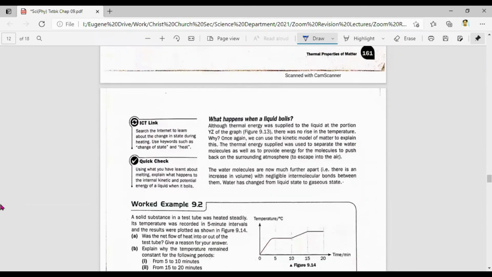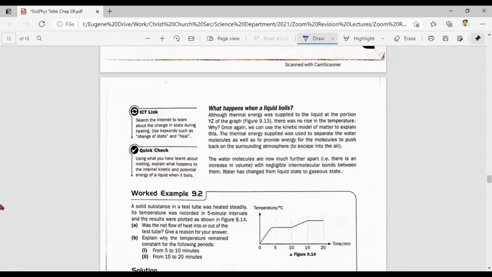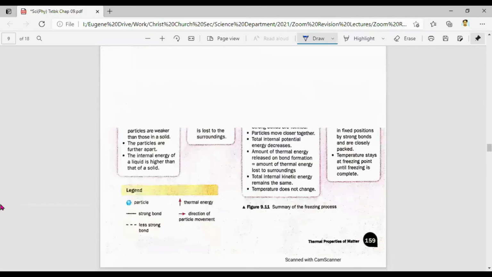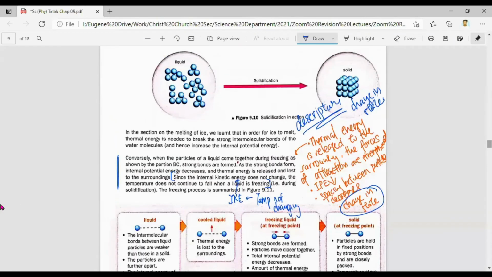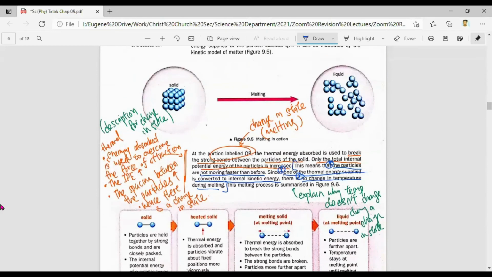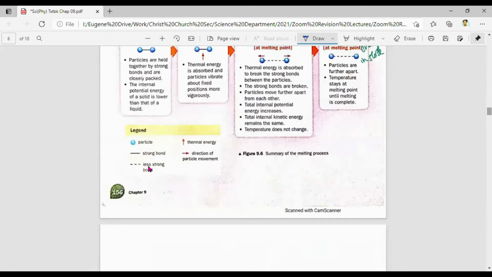Now, there's one part I need you to take note of here. When you talk about boiling, it's not just about increasing the spacing. So look at this description here. I want to look at the heating part first. So if I'm melting, you hear the description: thermal energy absorbed, overcome force of attraction, IPE increases, spacing between particles increases. So that's why it changes from solid to liquid.